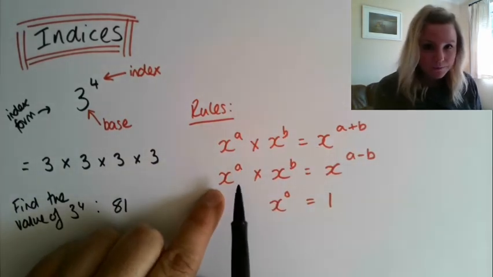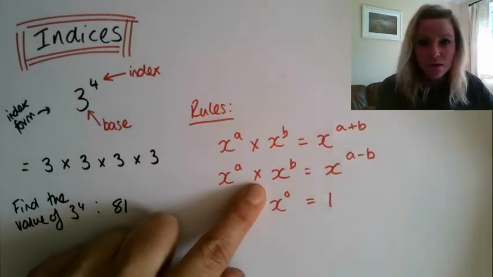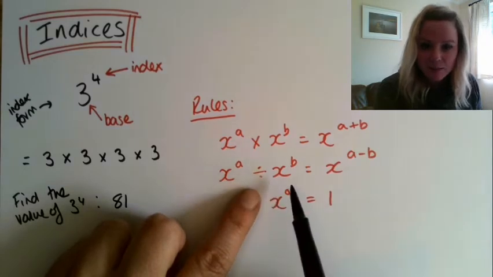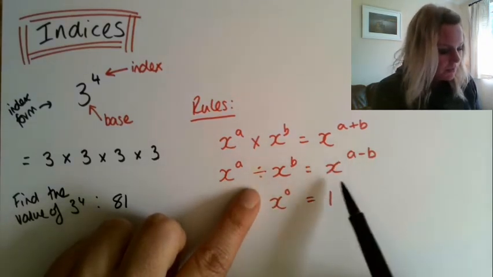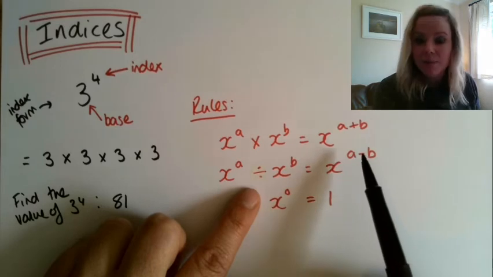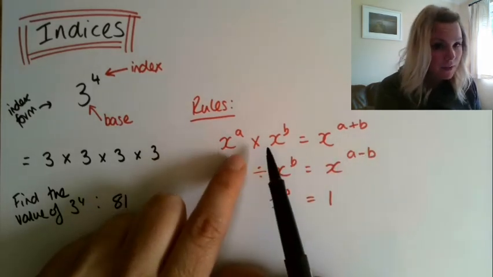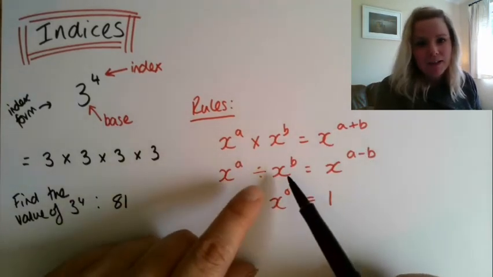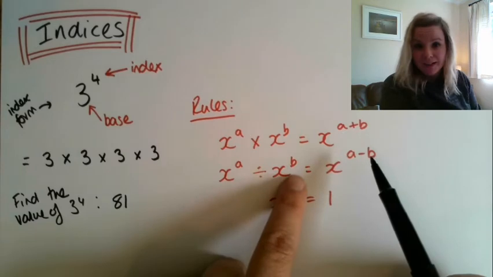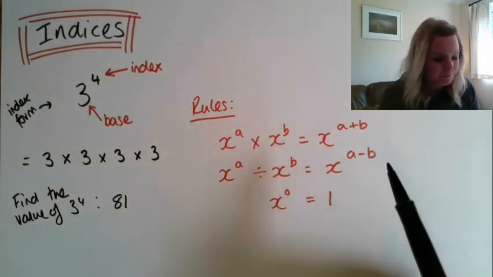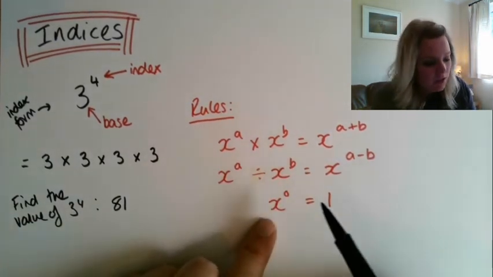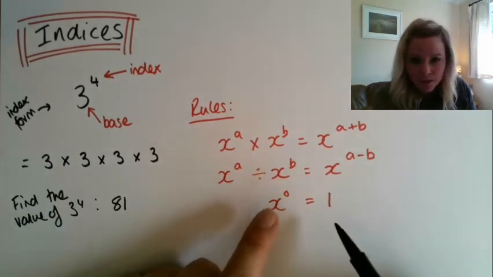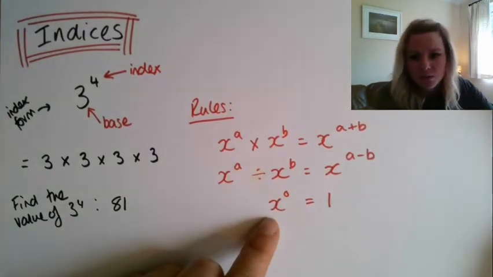Now, next rule, sort of the opposite. Oh, I've written it wrong, give me a second. Sorry about that. x to the power of a divided by x to the power of b. The rule for that is that we end up with x to the power of a minus b. So if you're multiplying numbers in index form, then you add the powers together, and if you're dividing, then you take the one you're dividing by away from the one you're dividing. The last little rule that we looked at this year was that anything to the power of 0 gives us 1. So let's do a few little examples using these rules.